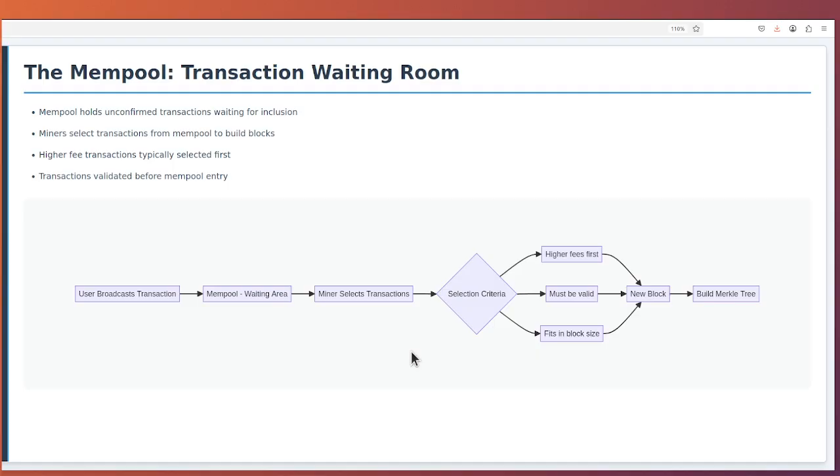This creates a fee market where users can pay more to receive faster confirmation. Miners also consider block size limits. They continue adding transactions until the block is full. They must validate that each transaction is legitimate, verifying proper digital signatures, absence of double spending attempts, sufficient funds, and so forth. The miner arranges these selected transactions, builds the Merkle tree using them, and includes the Merkle root in the block header before mining begins.